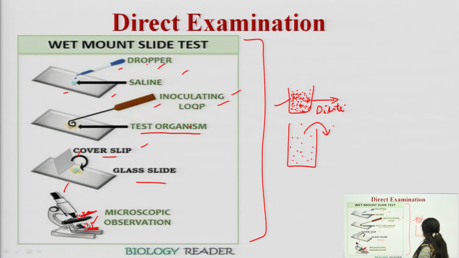From this we will take 1 drop of culture, and that drop of culture will be put onto the slide with the help of inoculating loops. The inoculating loop must also be sterile in nature. We have to use some flame.